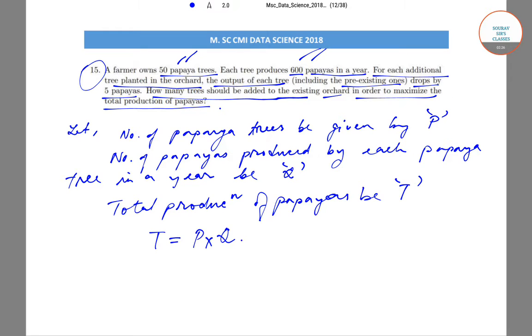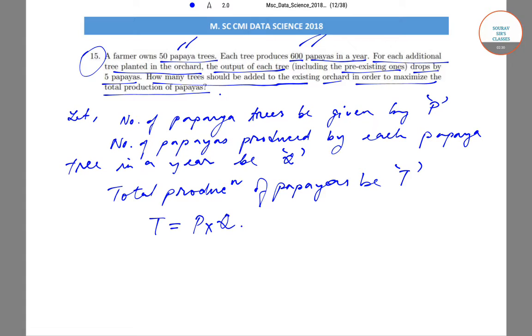Okay, now it has been said that we need to increase the number of trees, how many trees should be planted to maximize total production of papayas. So what we'll try to do, we'll differentiate T with respect to P. So we'll find out dT by dP, so this will be equal to Q plus P into dQ by dP. Okay, this is what we have found out.